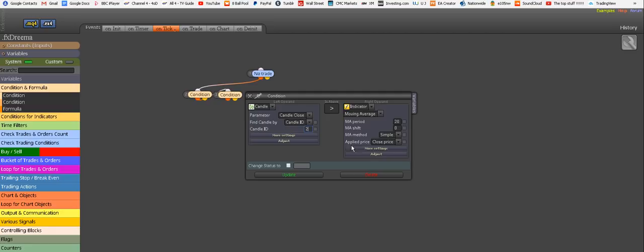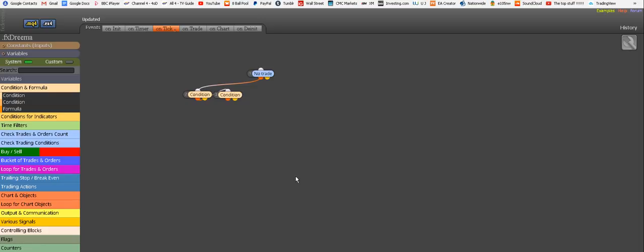So for buying, candle number 2, the third backwards if you like, needs to close below the moving average, but instead of 20, 500, like so, and instead of simple, exponential. So that's candle number 2. Let's remember this for now. So it's the third candle if we're going backwards.